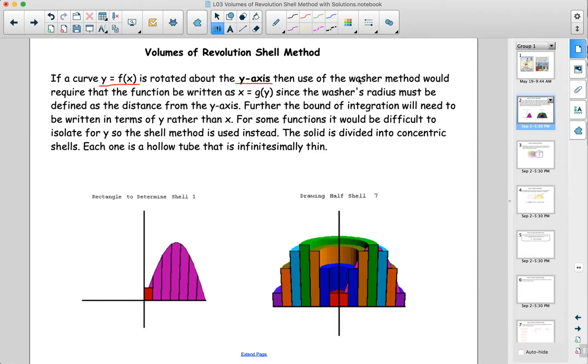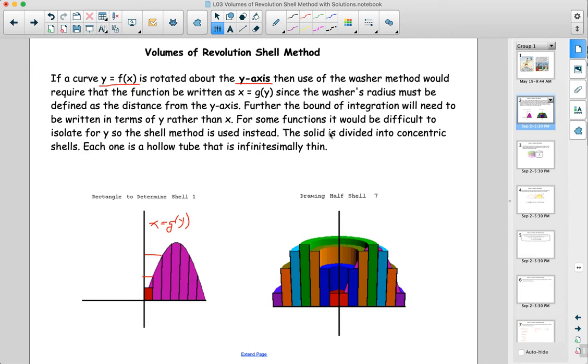The washer method can't be used. If we're going to rotate this way, I would need this radius right here, and in order to get that radius, I would need to know what x equals g of y was. So if we're going to use the washer method, we've got to find the radius, and there has to be a match in the washer method. For the y-axis, the function has to be in terms of y.